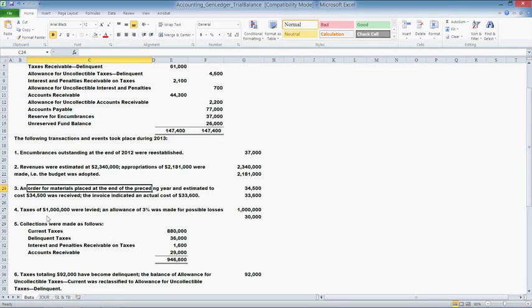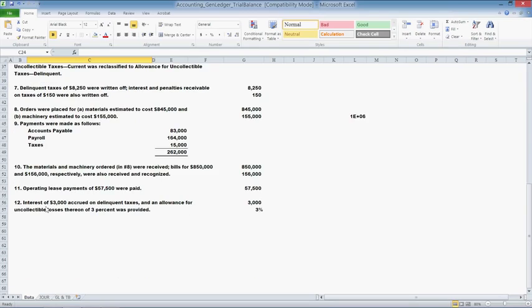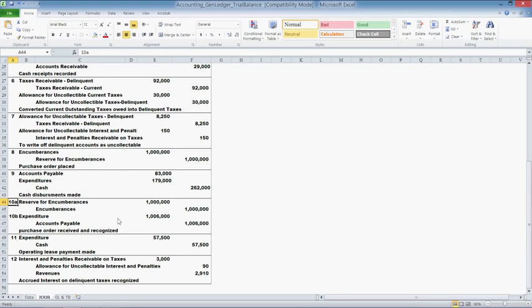Let's go to the data. Item 10. The materials and machinery ordered in number 8 were received. Bills for $850,000 and $156,000 respectively were also received and recognized. So the sum of these two numbers, 850 and 156, that's 1,006,000 right here that we have.